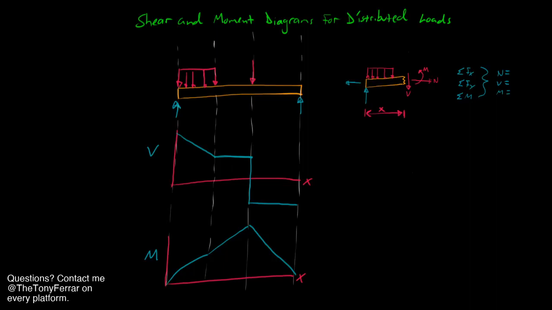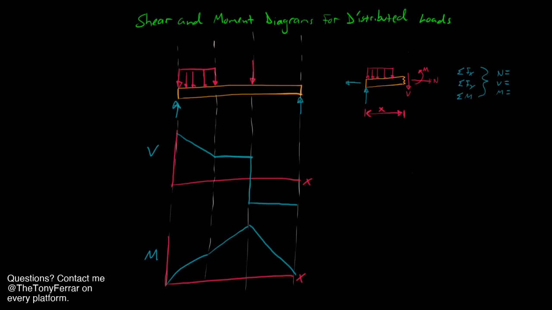The finest level of detail that we'll explore is looking at the internal loadings in a single member of a structure. We can look at the internal loads at a single point anywhere in the member by simply slicing it, adding the internal reactions V, N, and M, and then solving using a free body diagram.